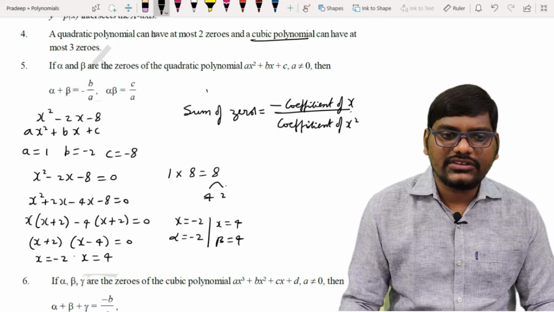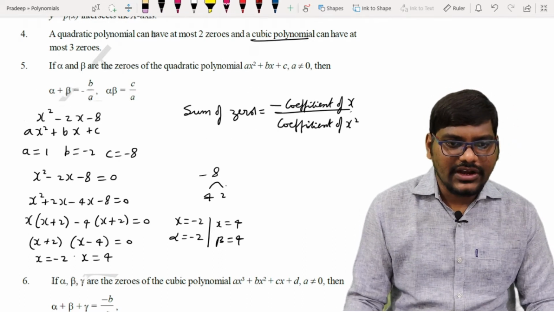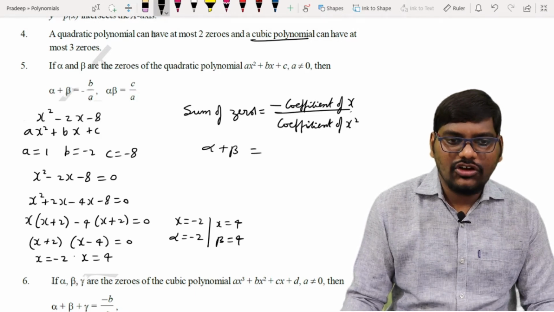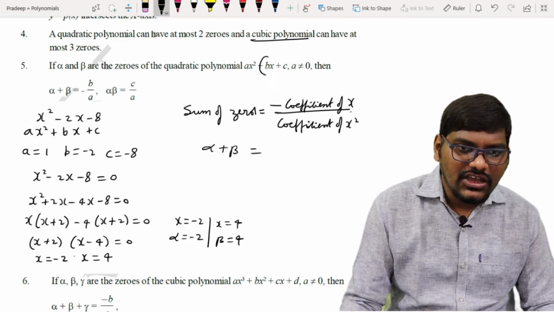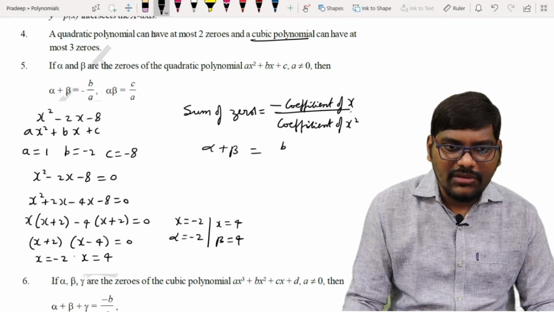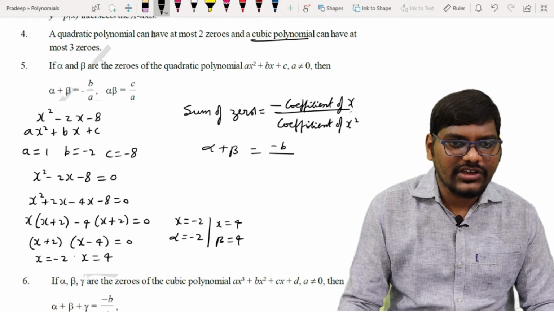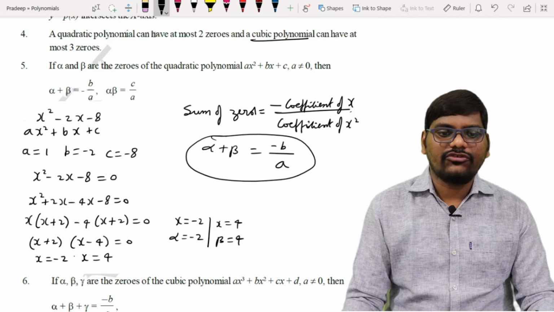So now, whatever we have taken as the sum of the zeros, that is alpha plus beta. So we'll write alpha plus beta equal to minus the coefficient of x. The coefficient of x is nothing but b, but in the formula there is a minus, so minus b by the coefficient of x square. The coefficient of x square is simply a. This is the form which we have to remember.